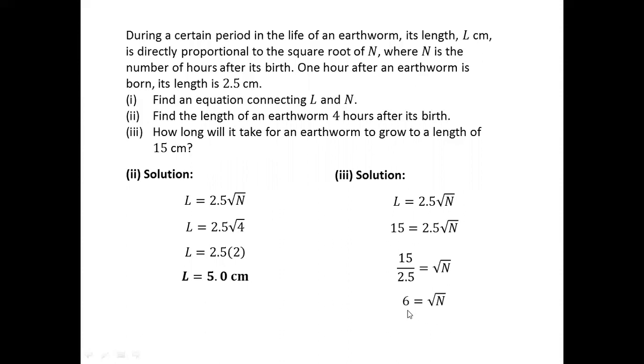We then get the square of each side of the equation, or we square each side of the equation, giving us the following. 6 squared is basically 36. That means n, or the number of hours, will be equal to 36 hours. So the time it takes for an earthworm to grow to a length of 15 centimeters will be 36 hours after its birth.